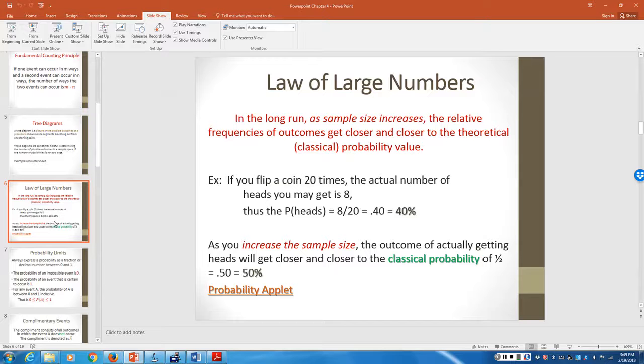What it means basically is, if you flip a coin 20 times, the actual number of heads you might get is 8, which is really only 40%. But if you flip the coin more and more times, like maybe instead of 20 times, 20,000 times, chances are you're going to get heads about half the time, or 50% of the time, which is what it should be. I wish I could tell you that little probability applet worked, but I clicked on it and the link's broken. It actually shows flipping a coin, and it shows the probability leveling out to 0.5.